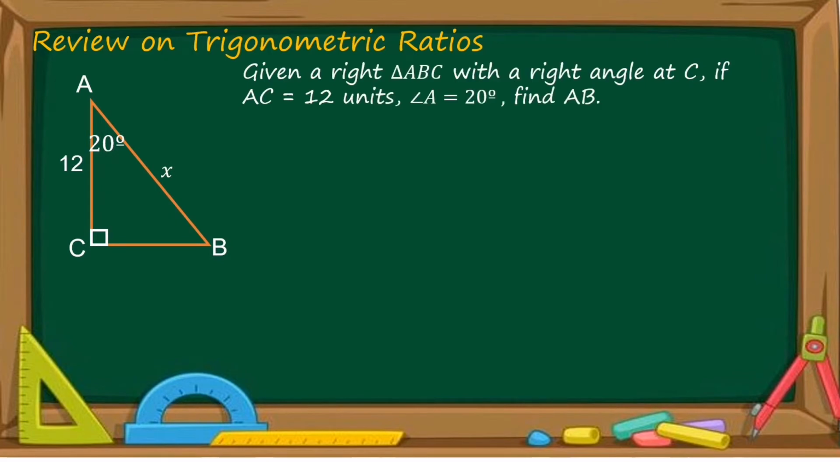Last item for our review. Given a right triangle ABC with the right angle at C, if AC is equal to 12 units, angle A is 20 degrees, find AB.